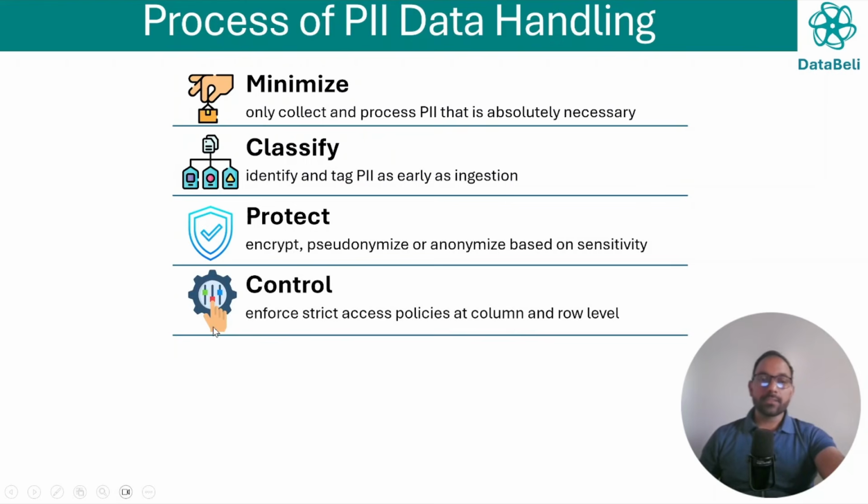The next phase is control. Once we have stored our data, we must control its access also. Who can see what? That's where we can use column level masking and row level filtering depending on role based access controls and all. So that's how we control the access.